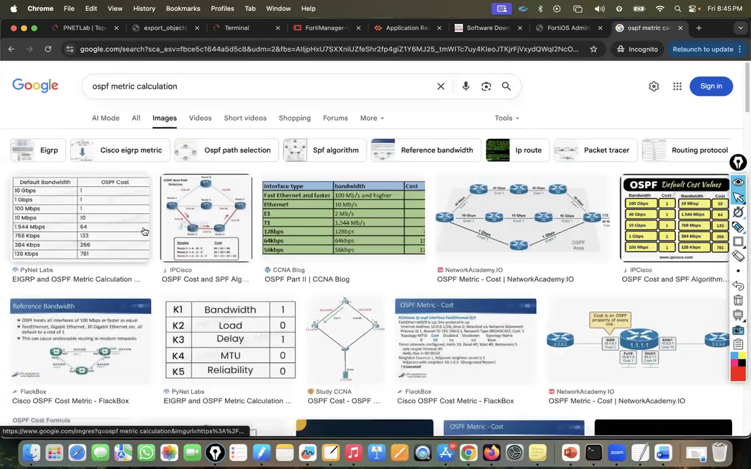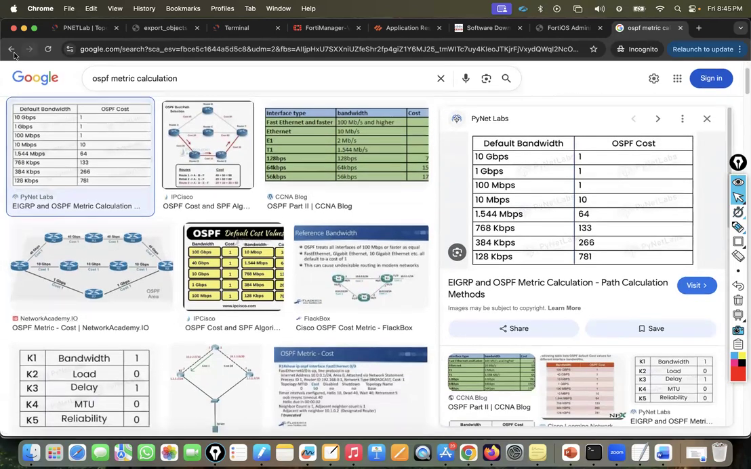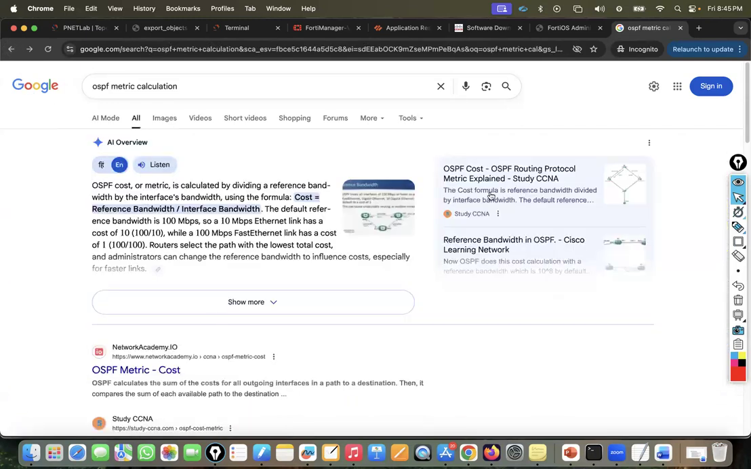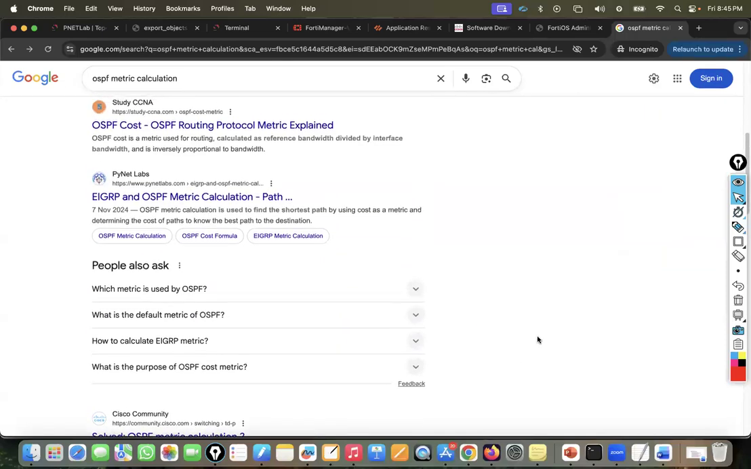See, if you have a link, right? You have the default, we have some kind of 100 Mbps, 10 Mbps, right? 384 Mbps. So it could be anything. And this is going to be calculated by the metric. So this is the OSPF link metric calculation as well. I'll also explain the table, how it is going to calculate the metric.